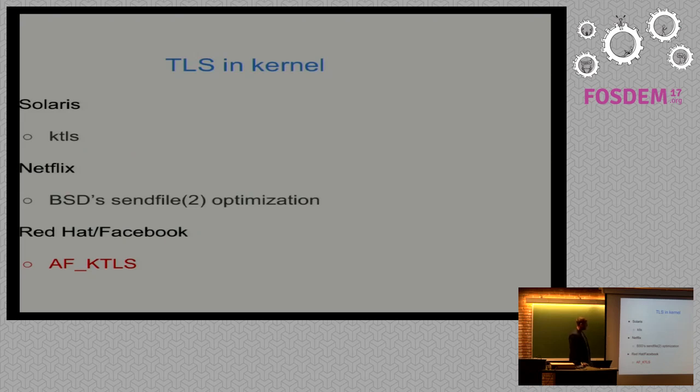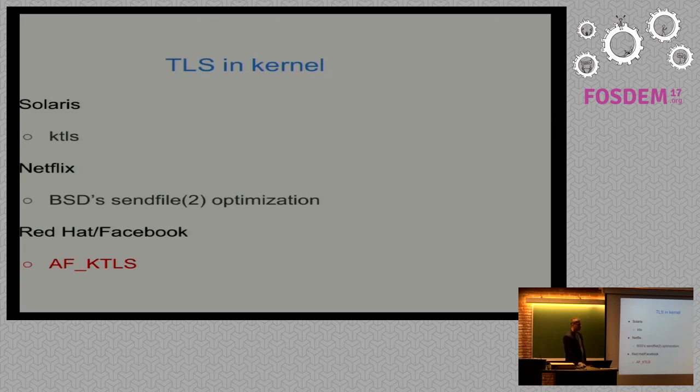For example, Netflix experimented with something similar as AFK TLS. The implementation is not publicly available. They modified the BSD kernel and they adopted SSL to use the sendfile operation, and according to articles that they published, they use it for serving static content.